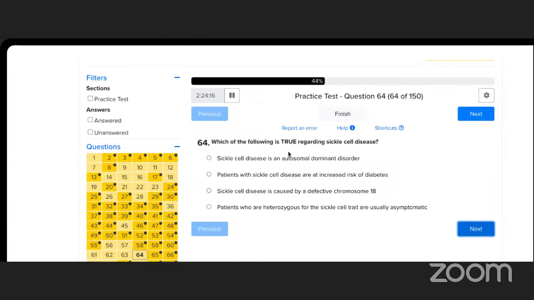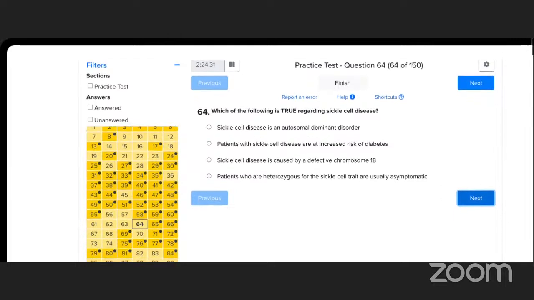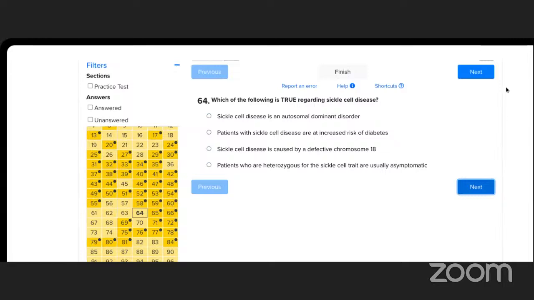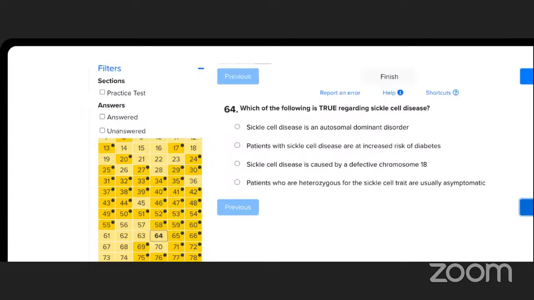Which of the following is true regarding sickle cell disease? I'm going to give you guys time to read the questions and answers. Which of the following is true regarding sickle cell disease? I'm going to give you guys some time to look at this one, maybe about 5 minutes, and then I will come back with the answer. I'm going to leave it here.